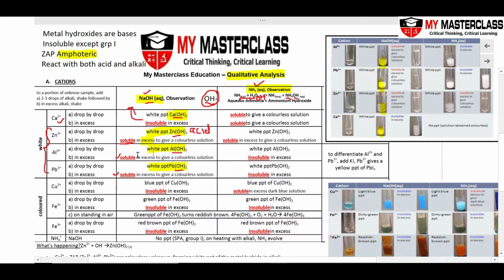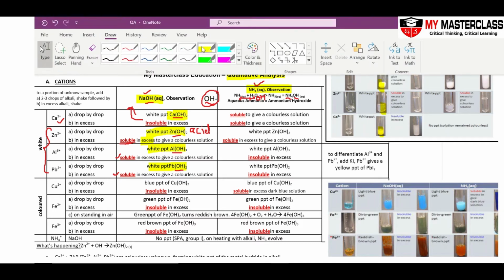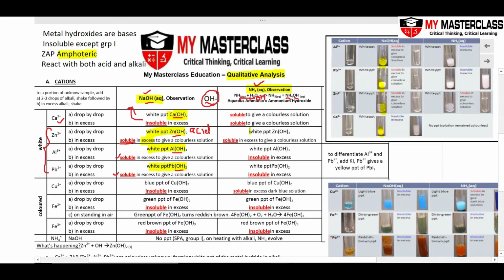So my zinc, aluminium, and lead are all soluble because they are amphoteric. I have to do additional tests. In an additional test, I add the weak alkali, so I add my aqueous ammonia. After I add my aqueous ammonia, I still get the hydroxides because aqueous ammonia is an alkali. The cation will partner the OH minus to give me the hydroxide, which is my white precipitate.